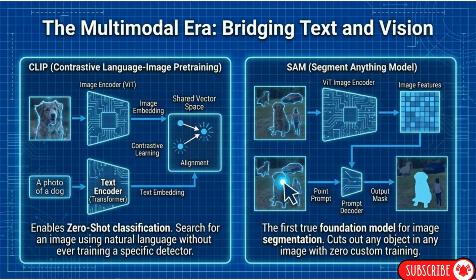Vision transformers also helped create powerful multimodal models. For example, CLIP connects images and text. It can understand which text description matches an image. SAM, or Segment Anything Model, can segment objects in images with flexible prompts. These models show that vision is no longer isolated. Modern AI systems combine images, text, and sometimes audio or video. This is why vision transformers are important for the future of multimodal AI.